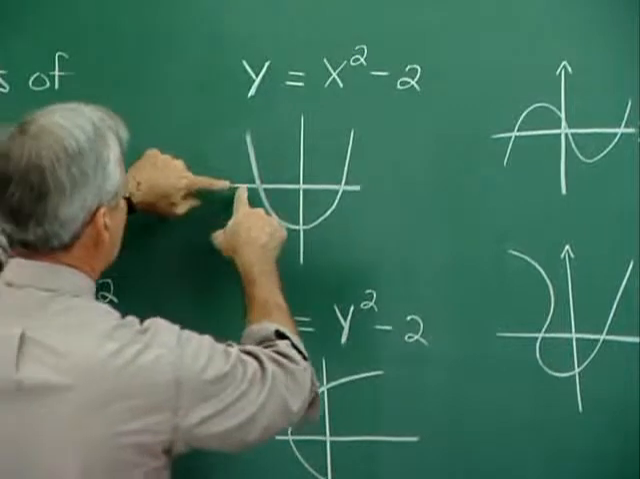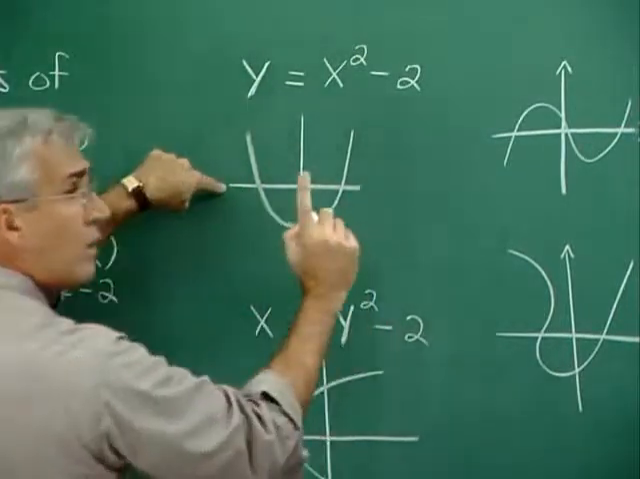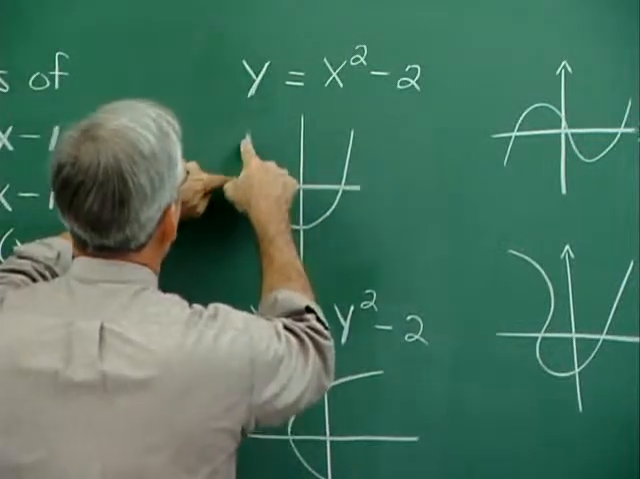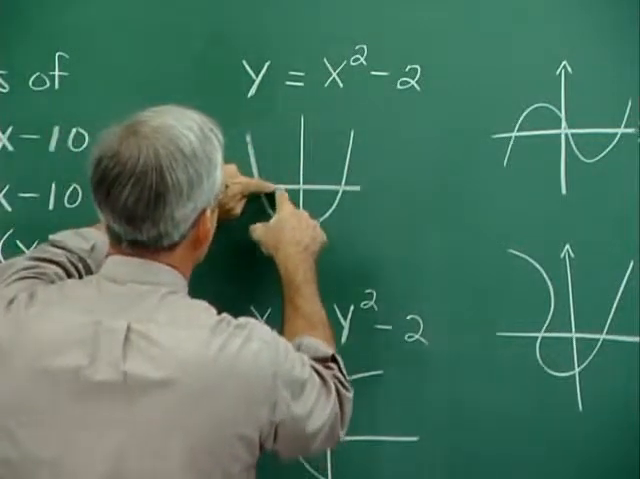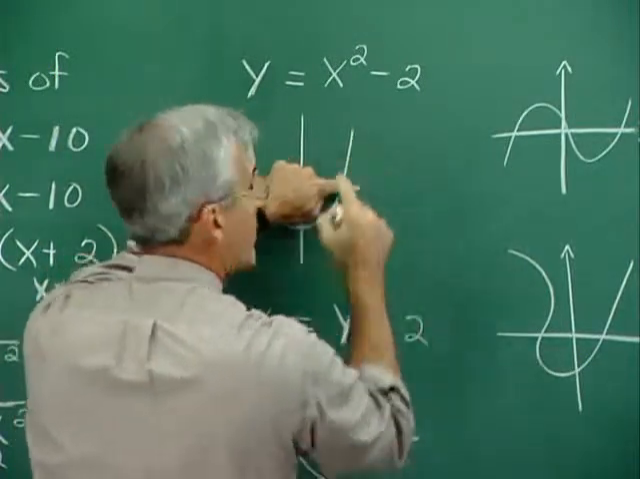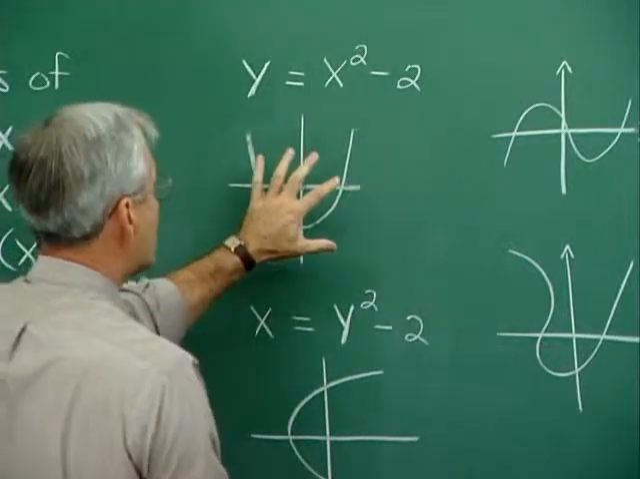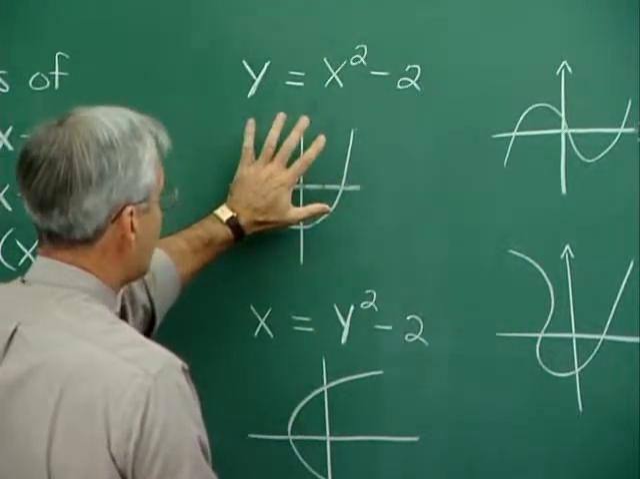It is for each x value in the domain of this function, do we have only one y partner? For this x, one y partner. For that x, one y partner. For every x in the domain, we have exactly one y. It meets the definition of function. So here we have the graph of a function.